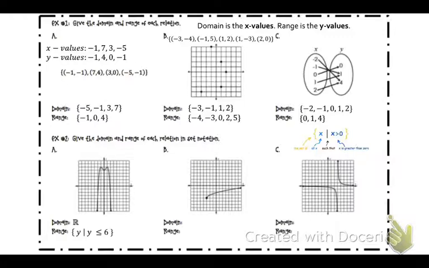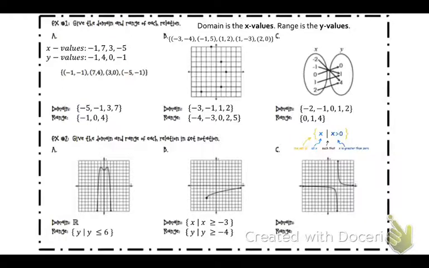So my domain here, the furthest left this goes is negative 3. So it's all x, the set of all x, such that x is greater than or equal to negative 3. Because that's the least value it equals. Okay? We look at our y's. The smallest y value is negative 4. So it's y such that y is greater than or equal to negative 4. Okay? Let's look at example C.